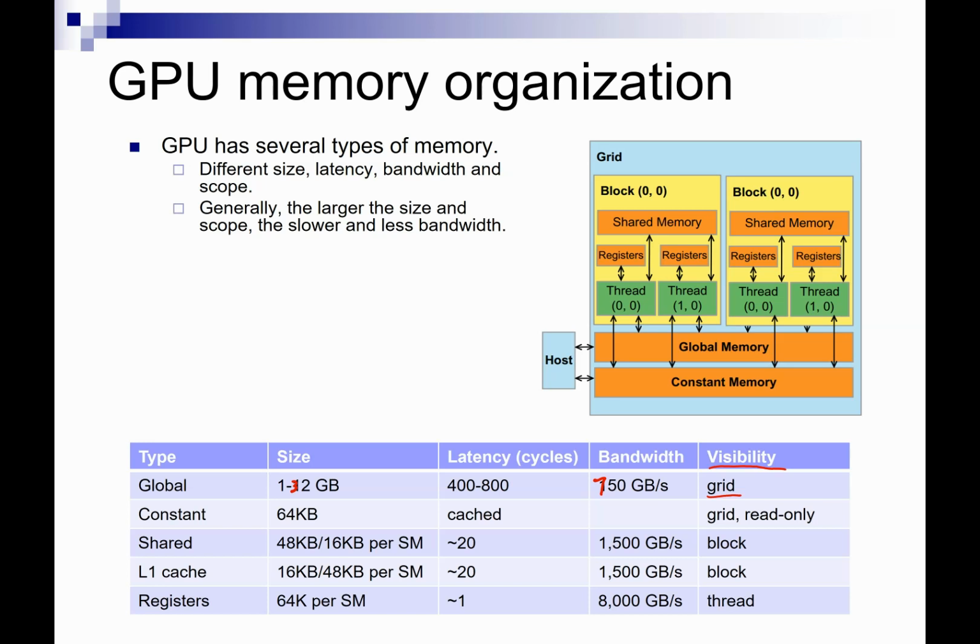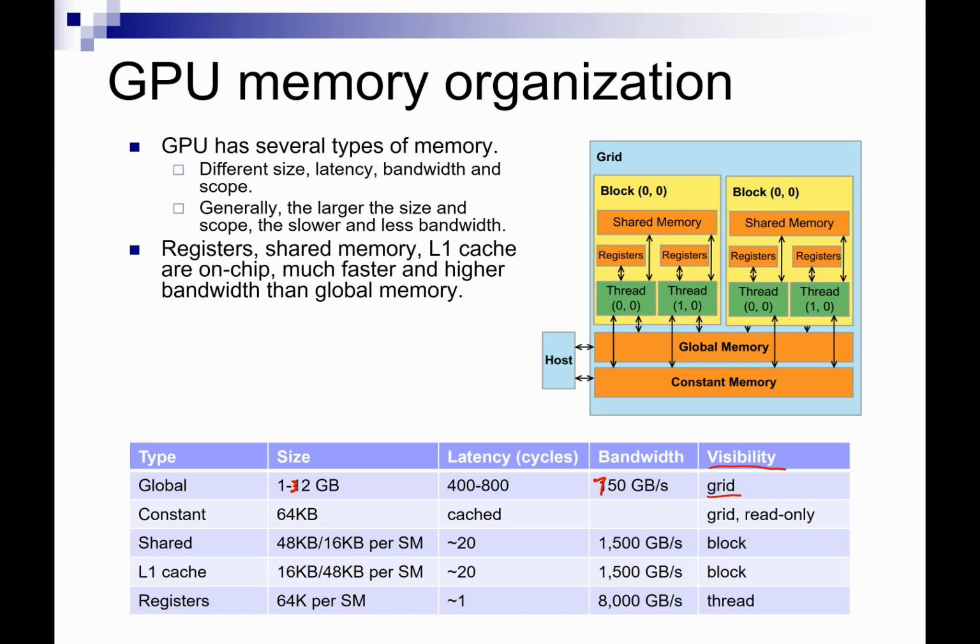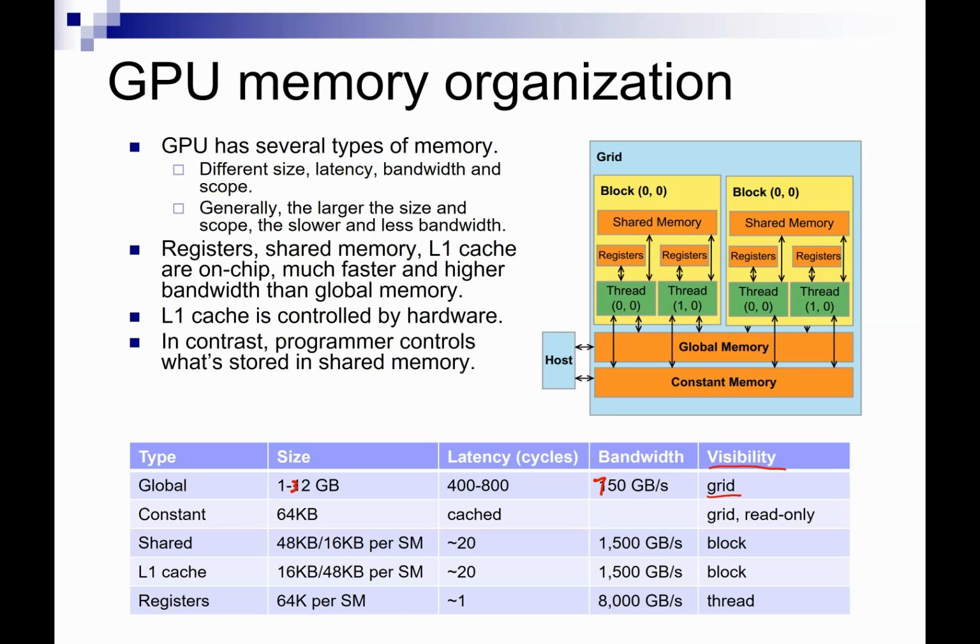So in fact, you can configure at runtime how much of the 64 kilobytes you want to be shared memory versus the L1 cache. The L1 cache is just like a cache: it stores data that's been recently used, and it evicts data when you're out of space. This eviction is controlled by the hardware. On the other hand, the shared memory is controlled by the programmer, so the programmer can decide exactly what to put into it. And the shared memory and the cache add up to 64 kilobytes.